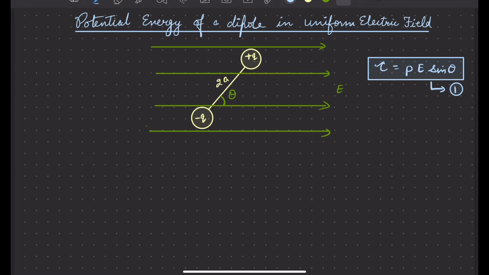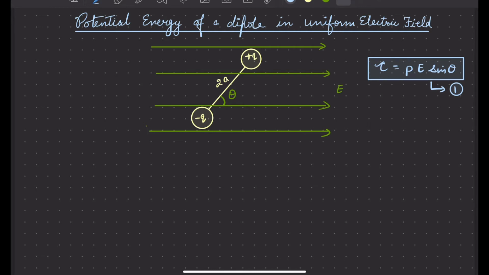In order to find energy, whatever kind of energy it is, whether it is potential energy, kinetic energy, or any other form, we always need to find the work done, because we always define energy in terms of work done. As the definition says, energy is the capacity to do work. Therefore, whatever kind of energy we want to calculate, we just need to find the total amount of work done. Here, torque is doing work in rotating the dipole from some initial angle to the final angle.